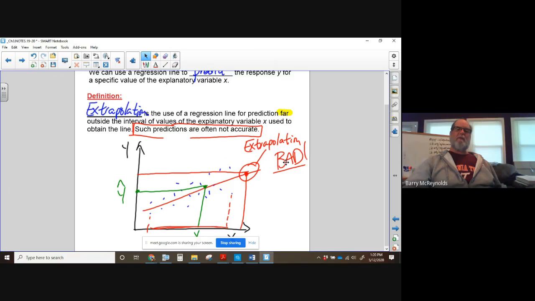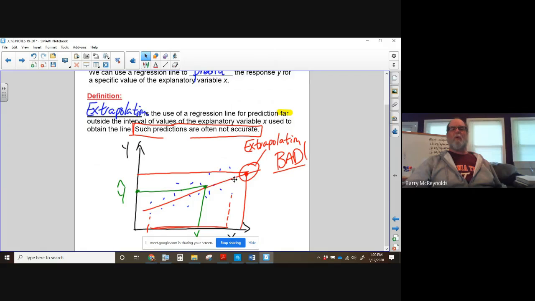And in statistics, that's really a bad thing to do because you don't know how the response variable behaves outside of this region. It may become nonlinear and be curved out here, or it may curve downward, or it may take on some other sort of shape. And so it is improper for us to extrapolate beyond the range of data that we have used to calculate this prediction line.